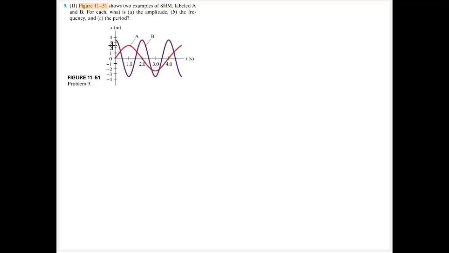Okay, problem 9 gives us some practice on reading graphs. We're asked to find the amplitude, frequency, and period for these two curves, A and B. First, the amplitude, we simply read that off of the position graph. Looks like for A, the amplitude of A is going to be 2.5 meters. And it looks like for B, the amplitude of B is going to be 3.5 meters.